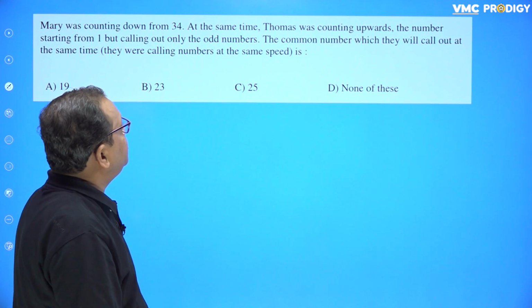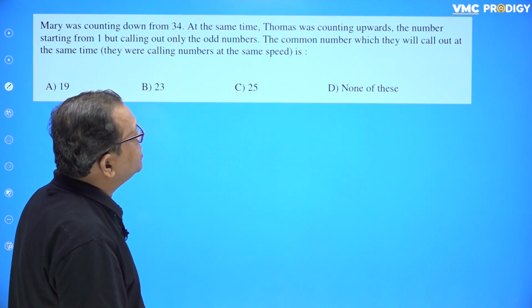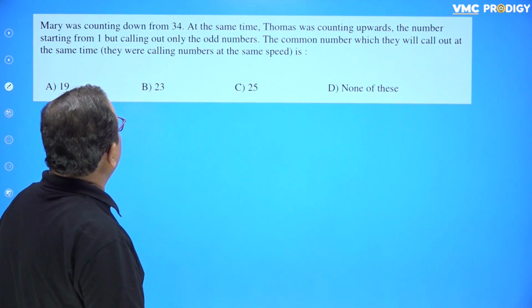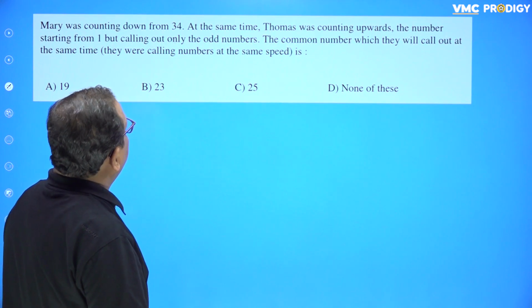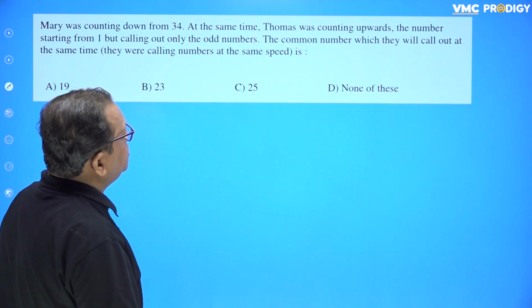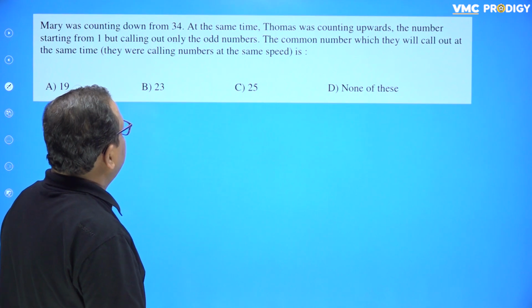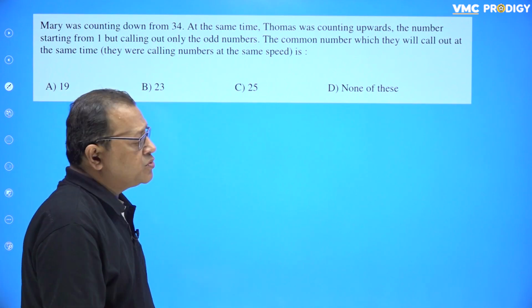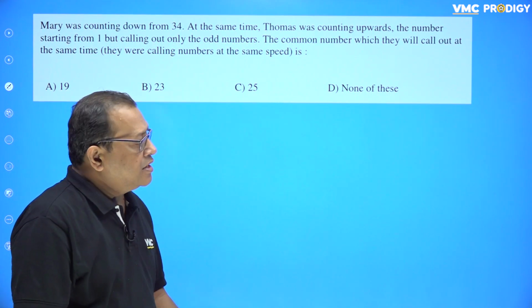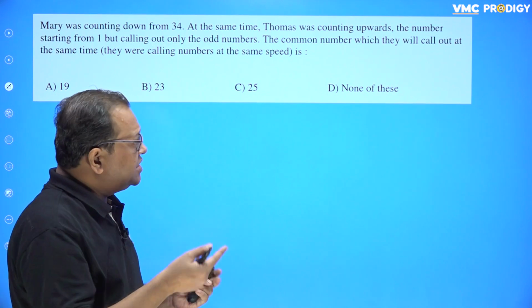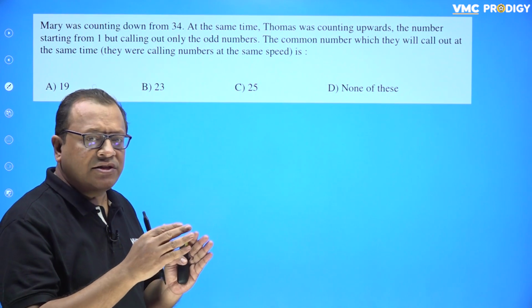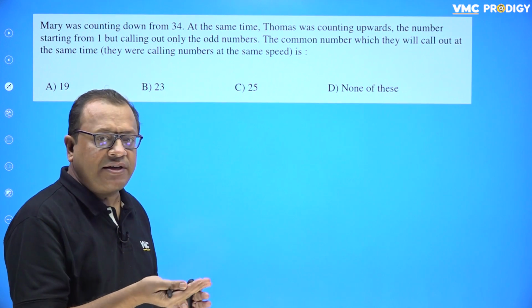Mary was counting down from 34. At the same time, Thomas was counting upwards starting from 1, but calling out only the odd numbers. Counting at the same speed, what is the common number which they will call out at the same time? Now this is a question which requires a little bit of endurance. These are mixed kinds of questions which explain basic number properties.